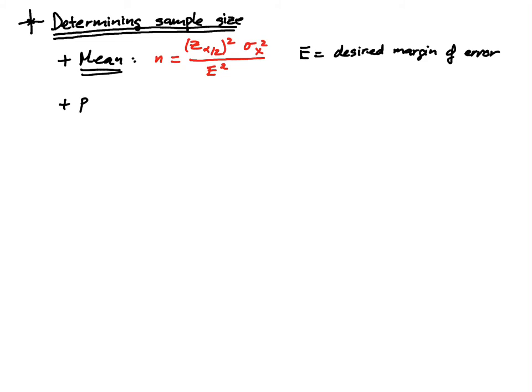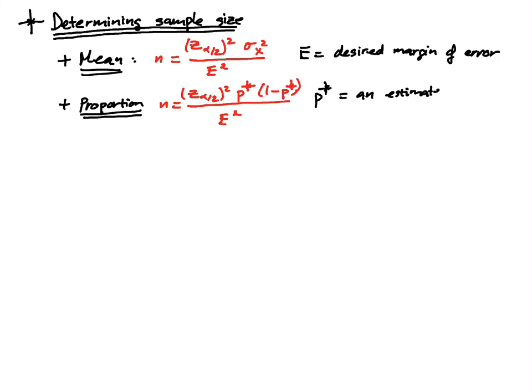When it comes to the proportion, the formula for the sample size is n equals z sub alpha over 2, all squared, times p star times 1 minus p star divided by e squared, where e again is the desired margin of error and p star is an estimate of the population proportion.